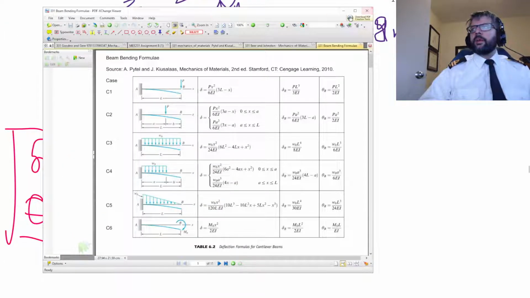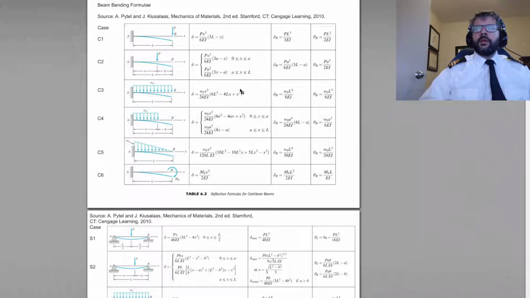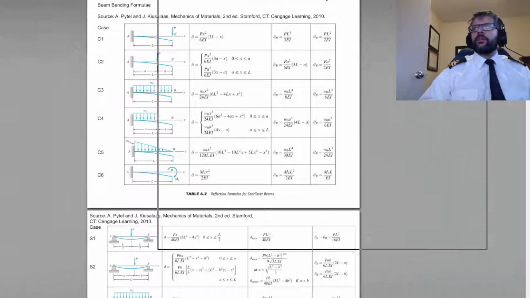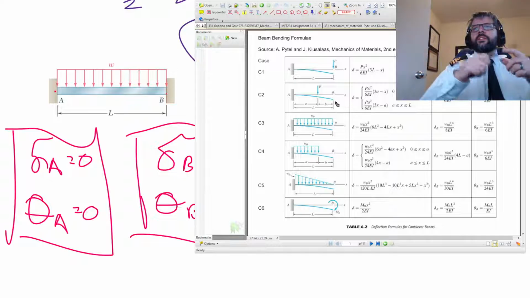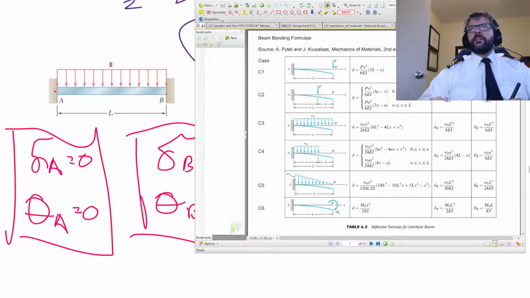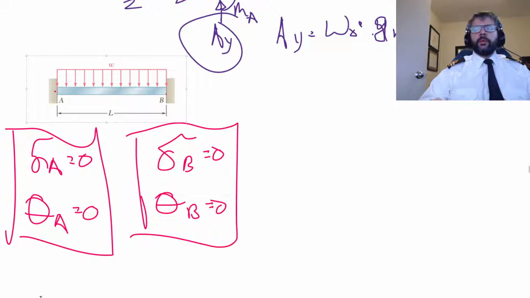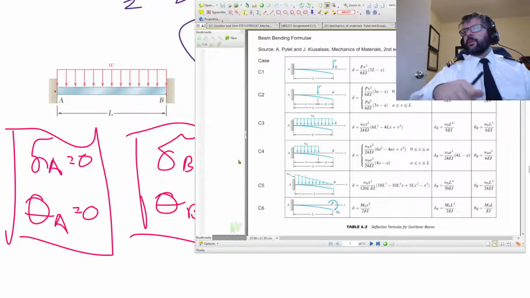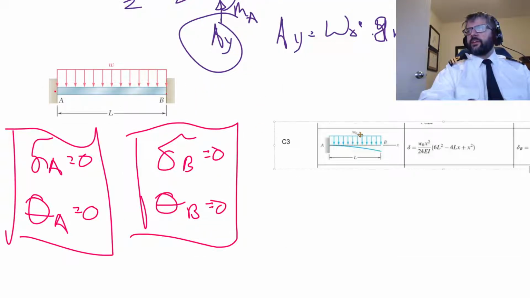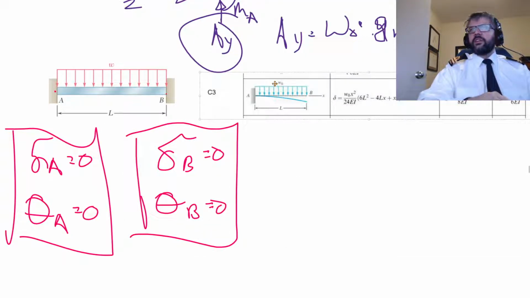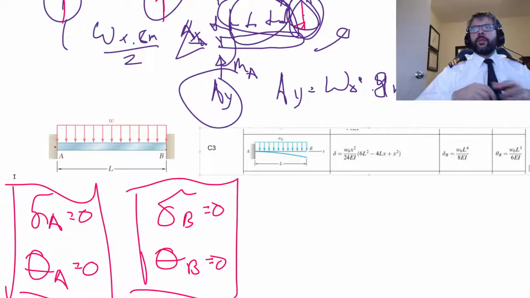So if we go to our beam bending formula, essentially what we're going to need to do in order to get a loading condition that meets this, we've got our W here. So we're going to need to use the formula that corresponds to that one. So we use that.